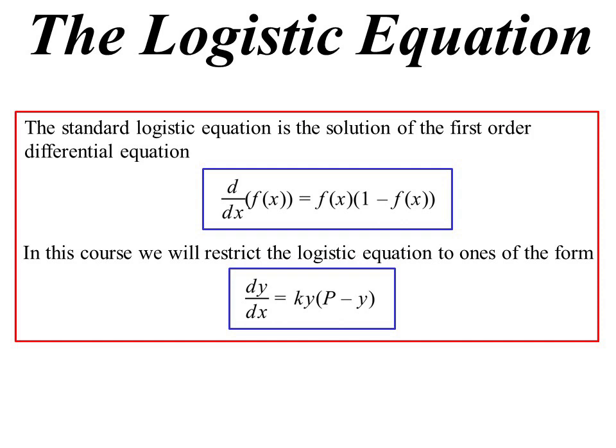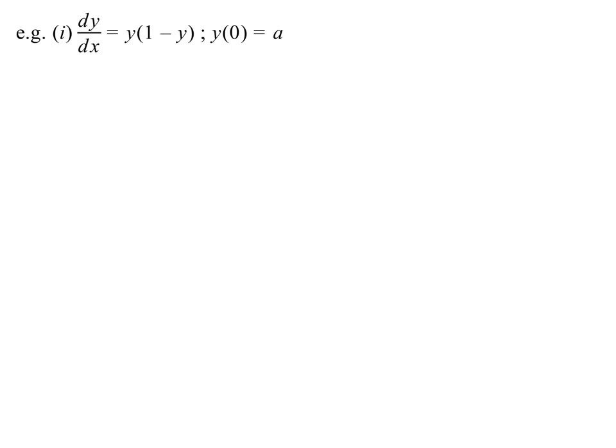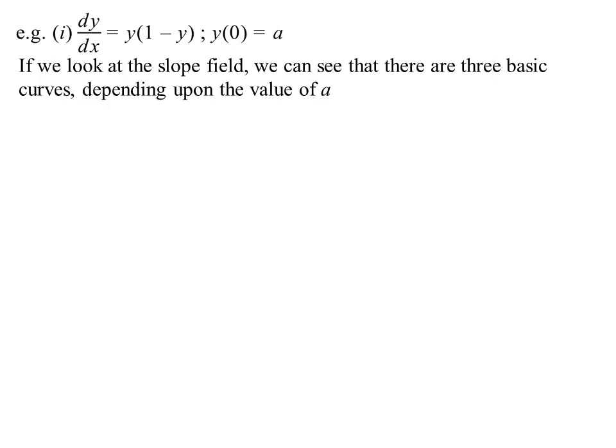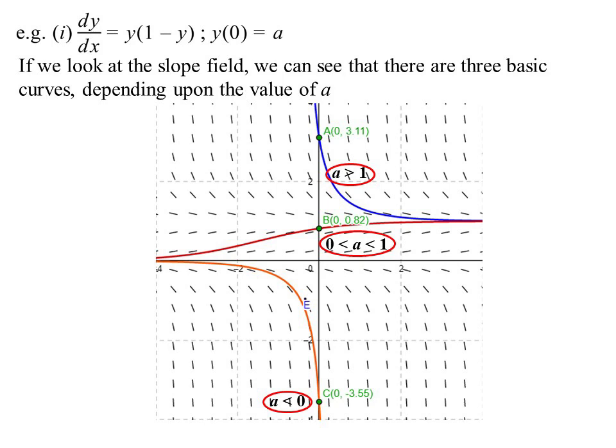Let's look at it in a bit of detail then. To make life a little bit easier for ourselves, I've made k equal to 1 here. That's just y outside of 1 minus y. I've got an initial condition of when x is 0, y is a. So some number. Now the first thing I'm going to do is look at the slope field. So the slope field of this ends up looking like this. And I've drawn in 3 different possibilities depending on what the value of a would be.